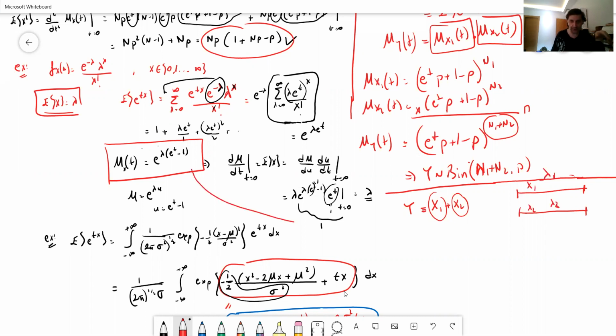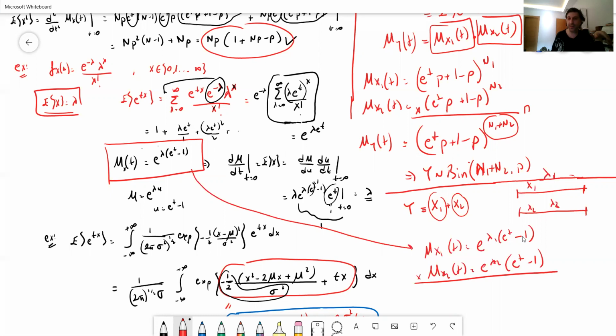So what we are going to do is simply use this equation here. M_X1(t) is going to be equal to exponential of lambda1 times (e^t minus 1). I cannot write. Yeah, M_X2(t) is exponential of lambda2 times (e^t minus 1).